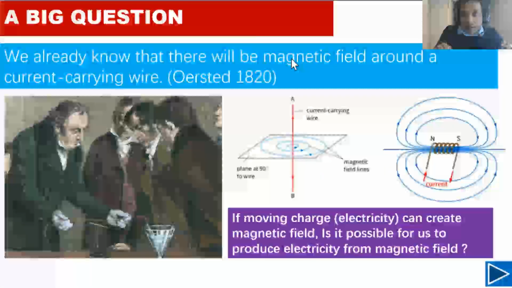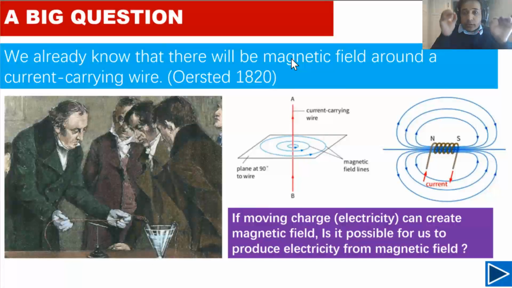The purpose of this slide is to connect their previous understanding with new concept. They have already studied about electricity, that electricity can produce magnetic field. Here I will ask them, can we produce electricity from magnetic field?